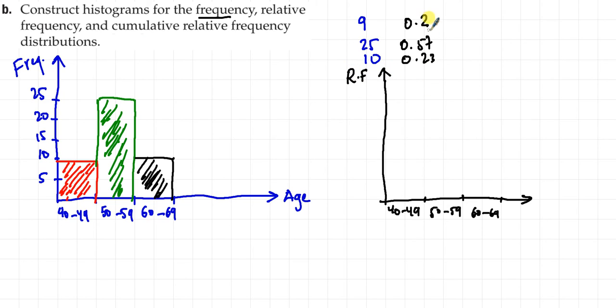Now, what's the convenient scale for this? I guess 0.2 is okay. So I can go by 0.2. 0.2, 0.4, and 0.6. Let's stick to the same. Okay. So 0.2, 0.4, and 0.6.